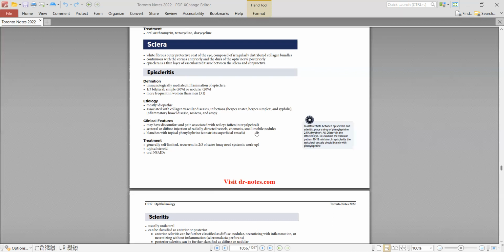Is there chemosis? Are there small mobile nodules? Treatment: it is generally self-limited, recurrent in two-thirds of the cases. You need to give topical steroids and oral NSAIDs.